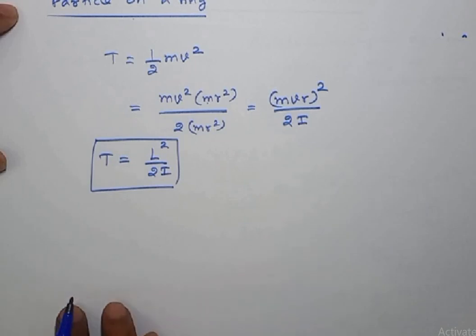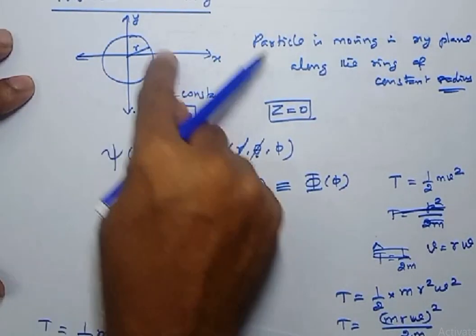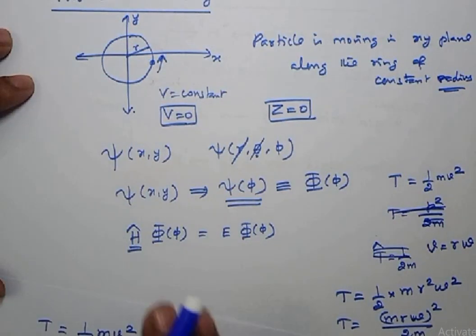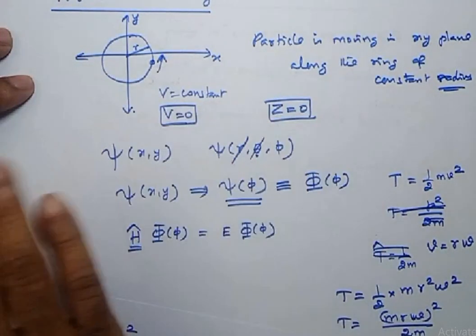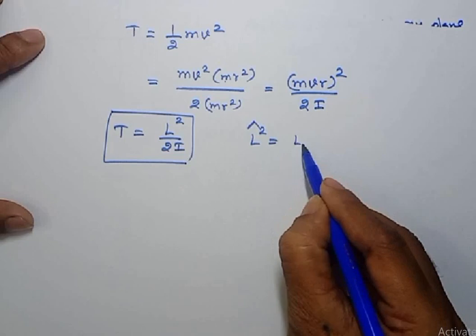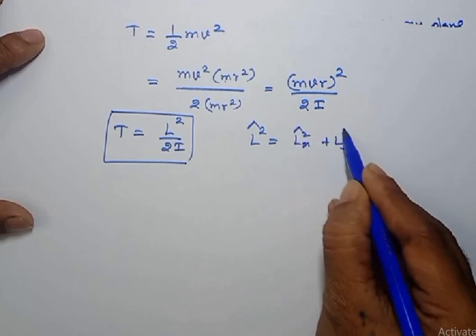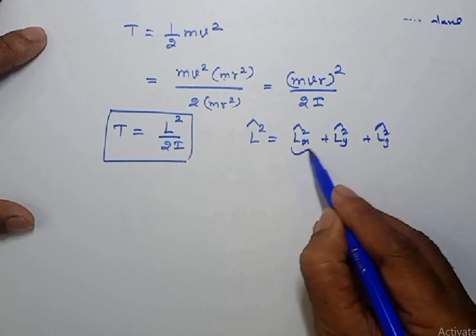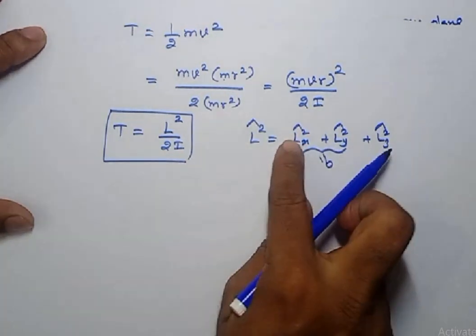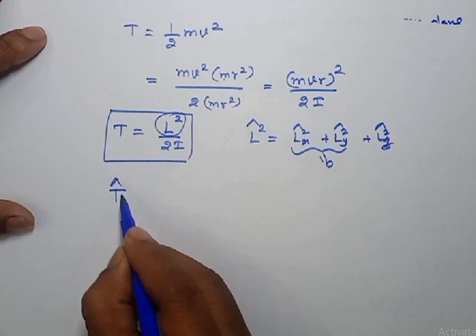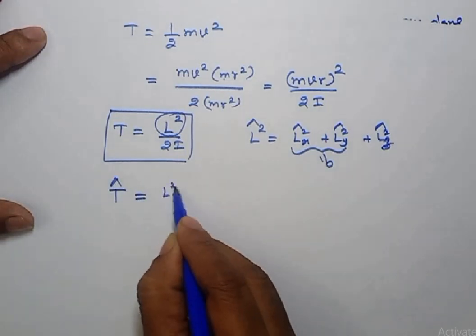Now observe carefully. Since the particle is moving in the xy plane, the angular momentum exists only along the plus z axis or minus z axis. Only the z component of angular momentum exists, because the particle is moving in the xy plane. There is no Lx, Ly. You know very well, the L square operator can be written as Lx square operator plus Ly square operator plus Lz square operator. But since the particle is moving only in the xy plane, these two are 0. The only component that remains is z. Therefore, the kinetic energy operator is equal to Lz square operator by 2I.